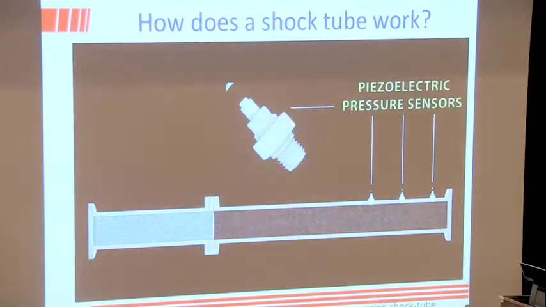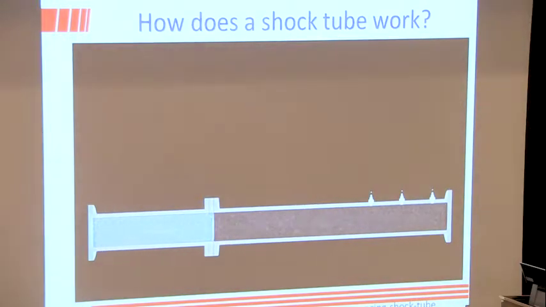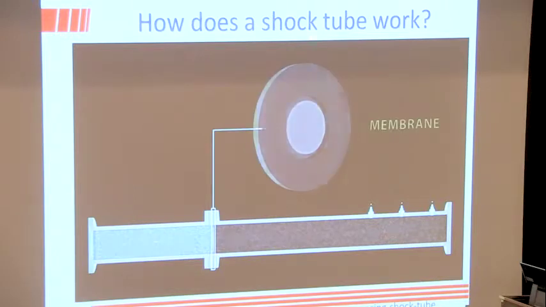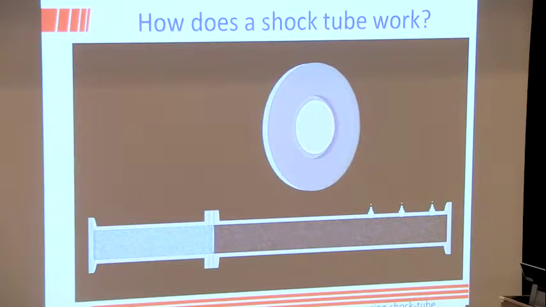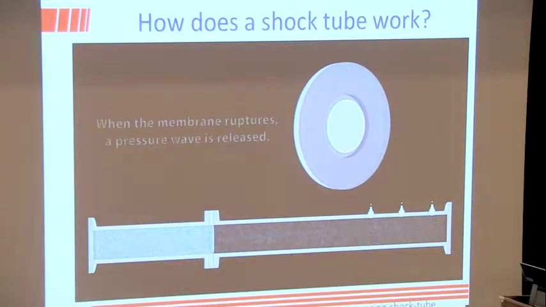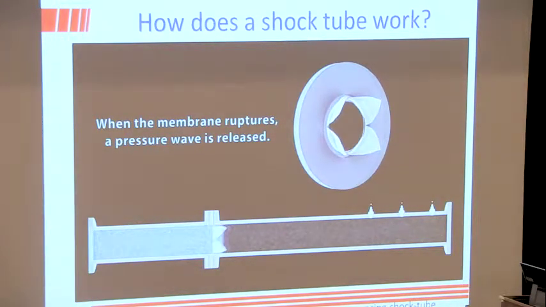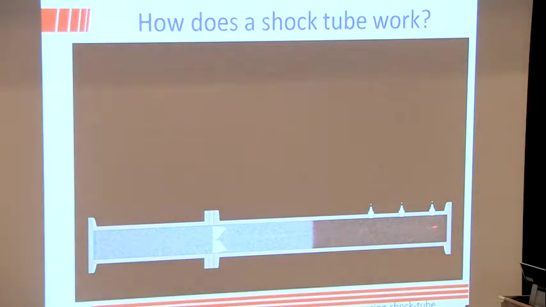And we have pressure transducers here in the wall so that we can measure the arrival of the shock wave. When this diaphragm bursts, a shock wave is developed because you've got such a differential in pressure between the high pressure and low pressure sections. You've got some sort of membrane, and that membrane is going to burst. The pressure wave is released, and that wave travels at twice the speed of sound, typically Mach 2 or more. So it travels very quickly through the gas.